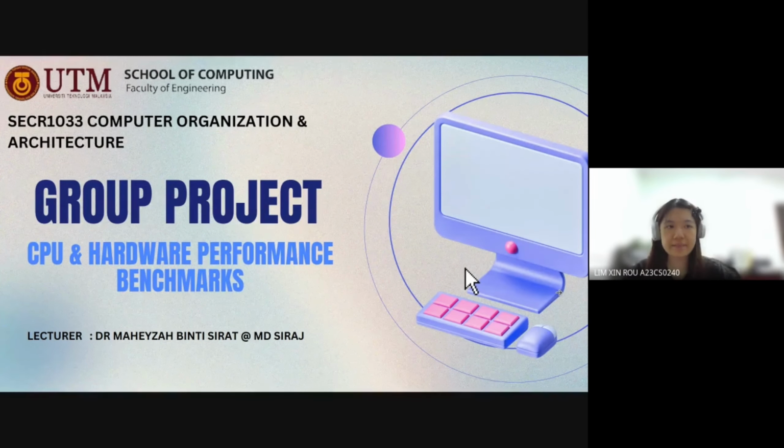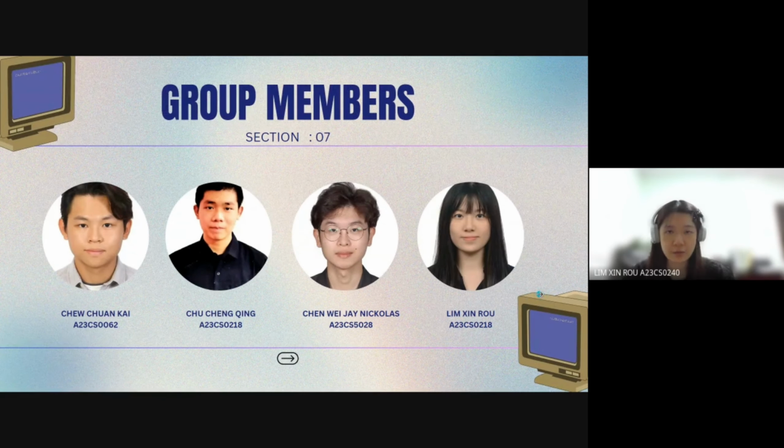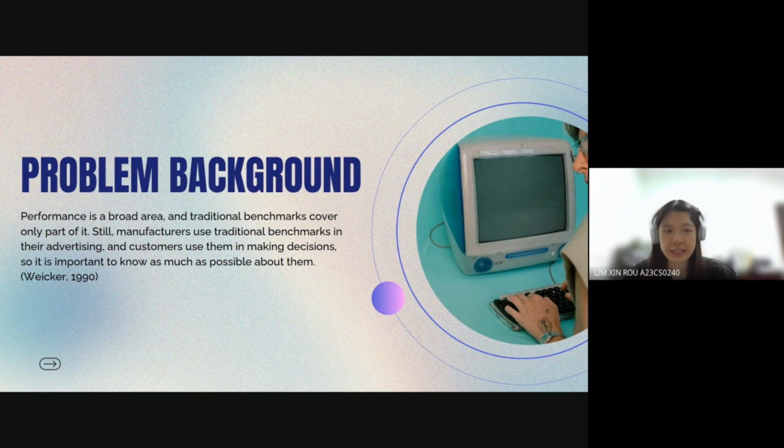Hi, Dr. Mahizia. My name is Lin Xinro, and now I'm going to present about the group project for COA, and it is about CPU and hardware performance benchmarks. So these are our group members, and we are all from section 7. First, we have Chu Chuan Kai, Chu Chen Qing, Chen Wenjie Nicholas, and me, Lin Xinro. So why are we conducting this project?